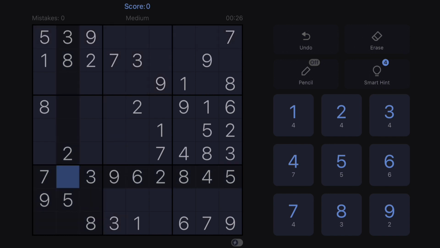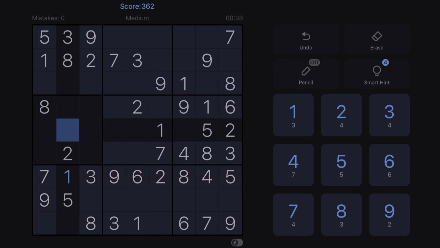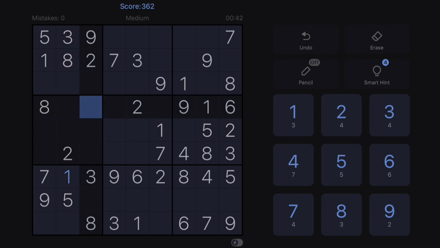This row right here has a number missing, and that's going to be a 1 right there. Because of that, we can find out where the 1 goes in this square. It cannot be here or here because there's 1 to the right. It cannot be here or here because there's 1 to the top. It cannot be here or here because there's 1 to the right. So 1 is here.